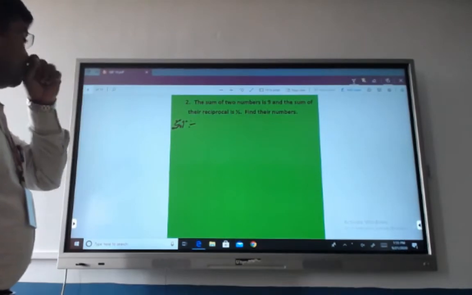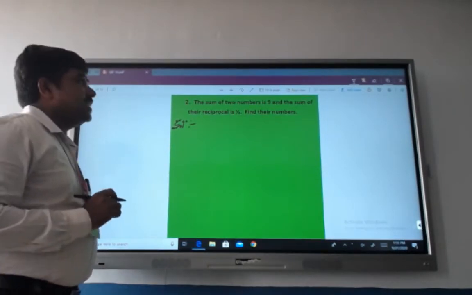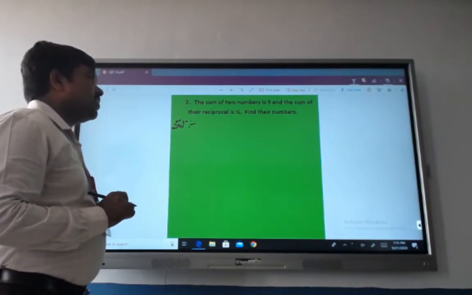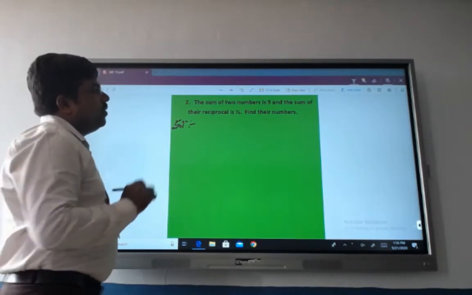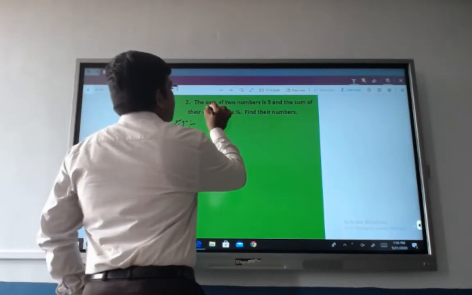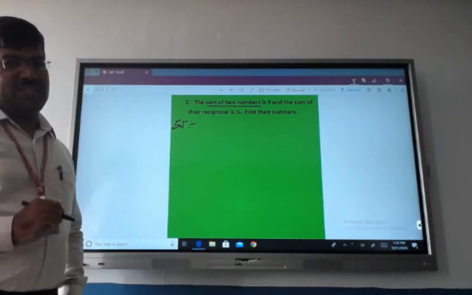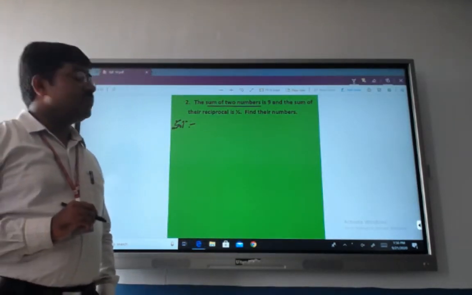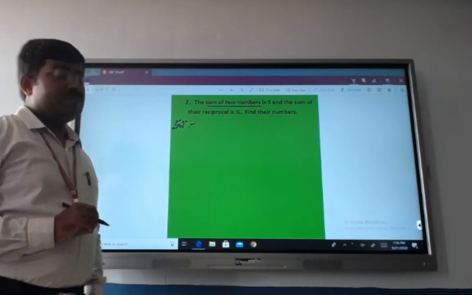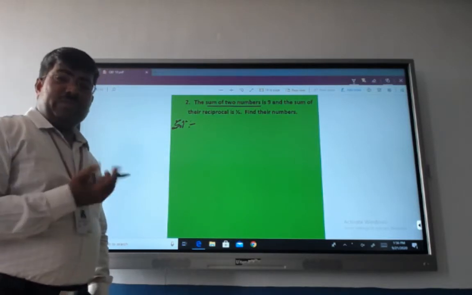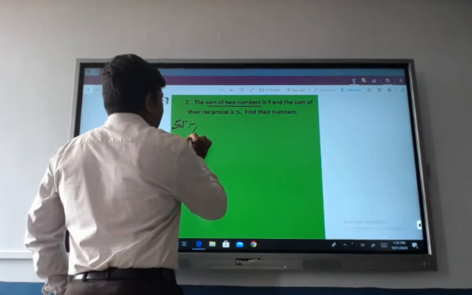The sum of two numbers is 9 and the sum of their reciprocals is 1 by 2. Find the numbers. The sum of two numbers is given, but they have not mentioned the numbers themselves. So what numbers do we have to take here? We don't know the numbers, so we can take them as variables.